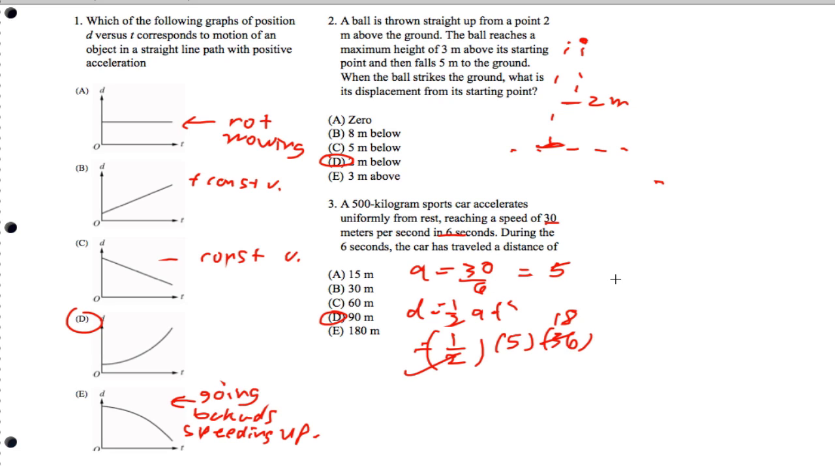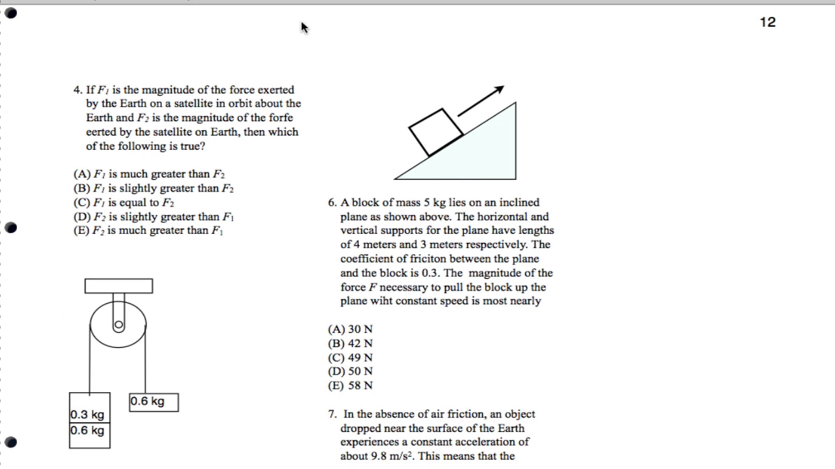There's something fishy about that. I just want to make sure I got that right. So the acceleration is 30 over 6, which is 5. 1/2 a t squared, so that's 1/2 times 5 times 36, yeah, I guess it did. Cool. Now, problem number 4.